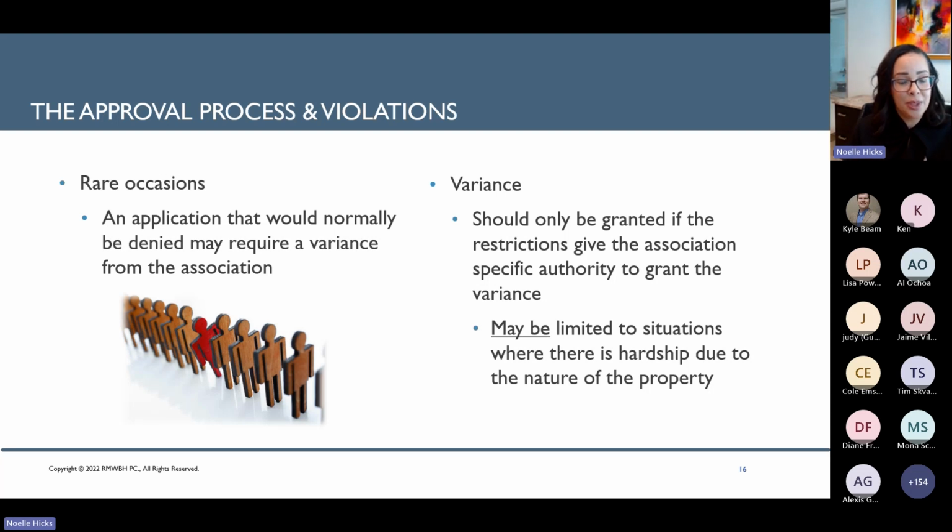So a couple of issues with that, right? The homeowners failed to actually submit an application to the ACC in order to get permission to build this fence.